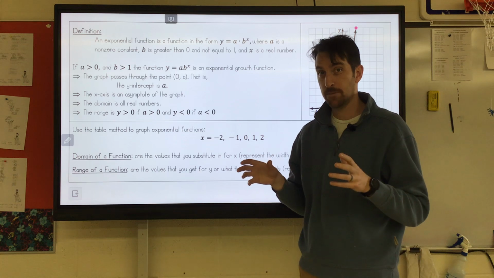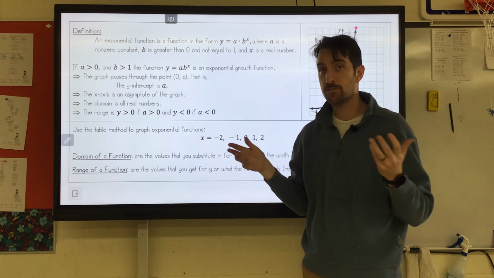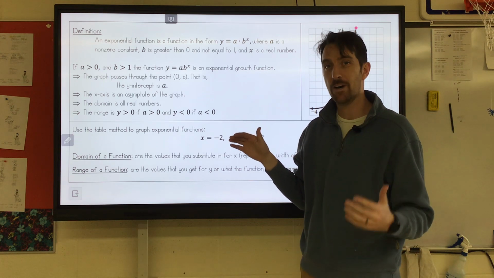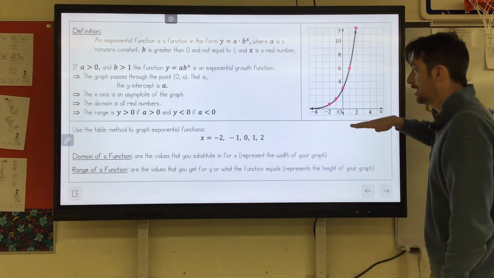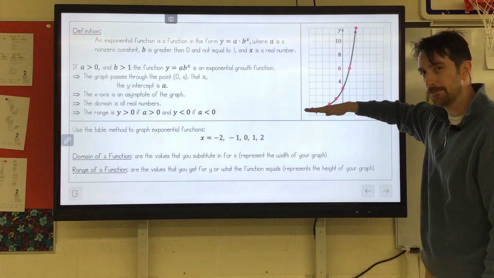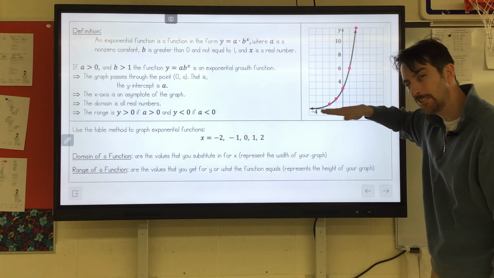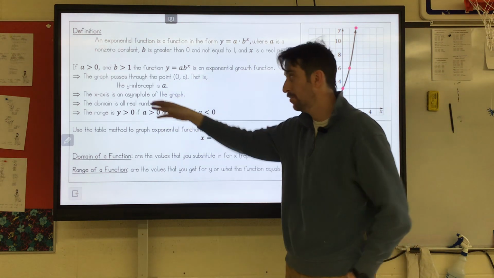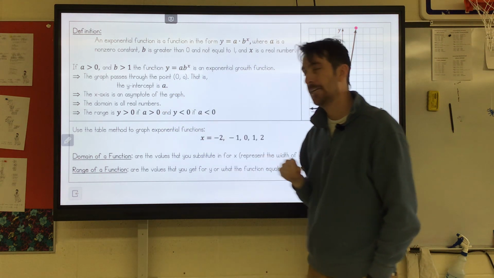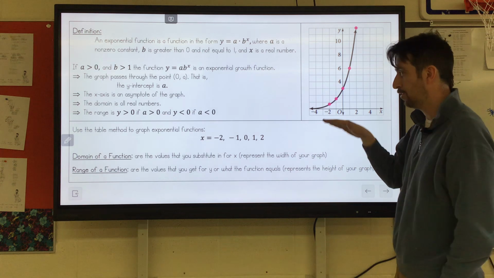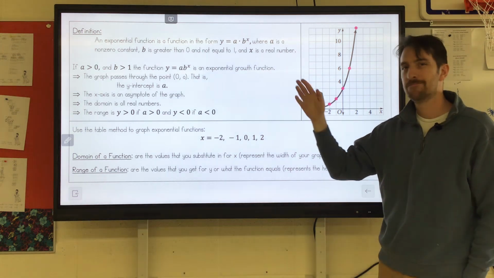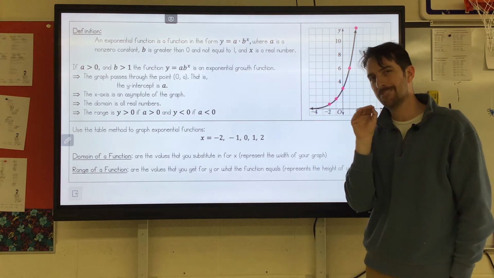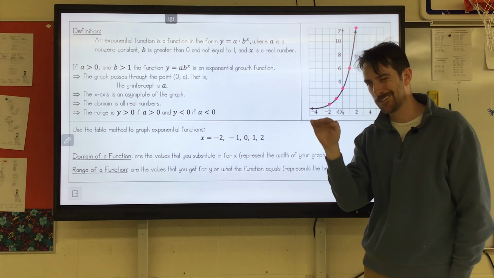Domain, that's your input. Those are your x values, and you choose them, but they can always be anything. You could put in anything for x. The range is your y, and you'll see that these hit like a limit at 0. But it'll never actually touch 0. So that line that it approaches is called the asymptote. If you see here, the x-axis is the asymptote. So it'll get closer and closer. It'll look like it's touching it, but technically if you zoomed in, it would never touch it. It would get closer and closer.